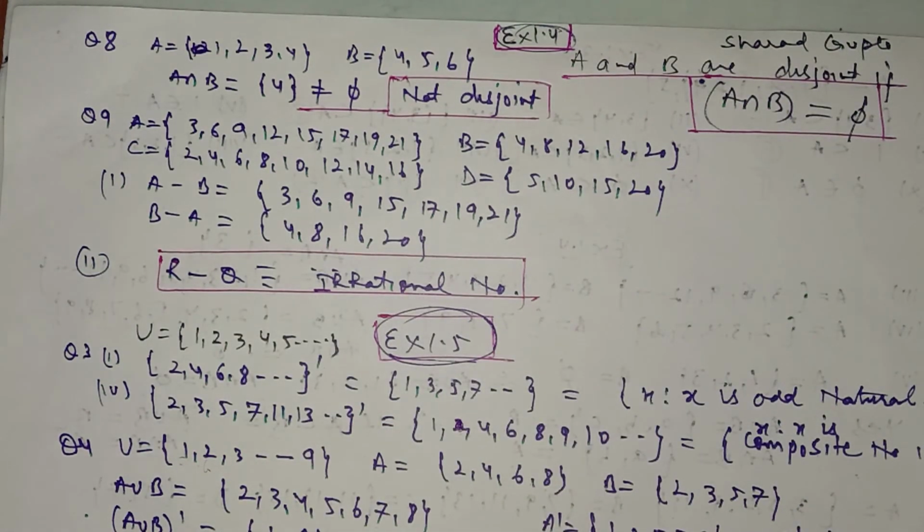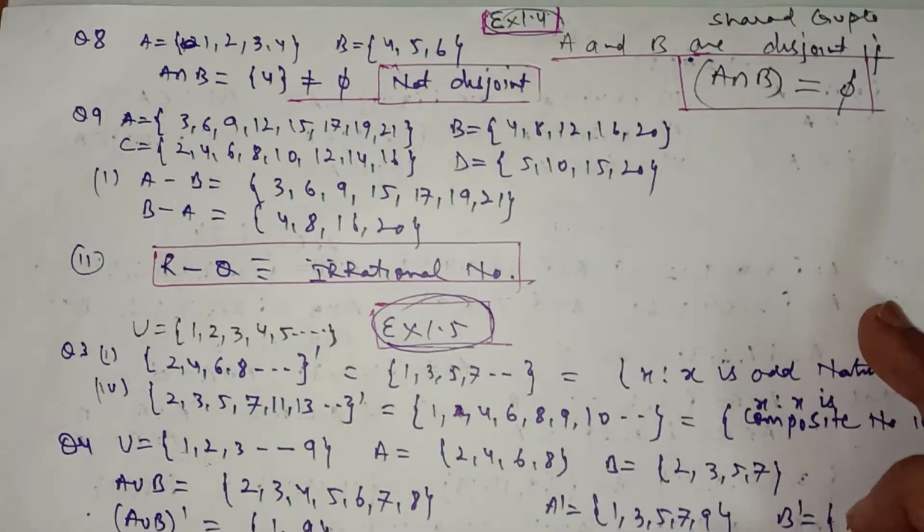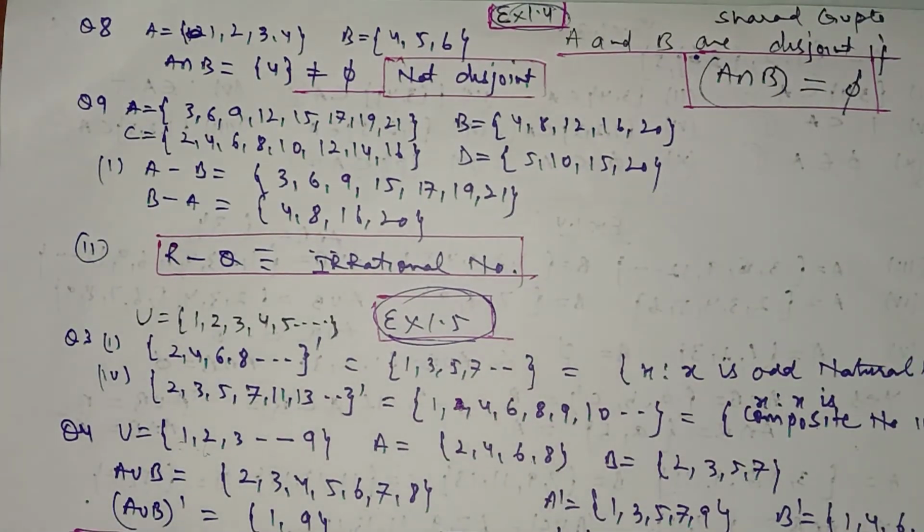In question number 12, you have to find whether the given two sets are disjoint or not. So how can you find whether they are disjoint or not? By finding their intersection. If the intersection is empty, then the sets are disjoint, otherwise they are not disjoint.